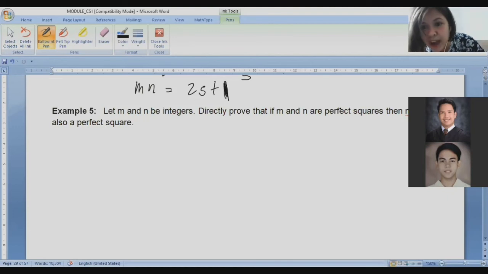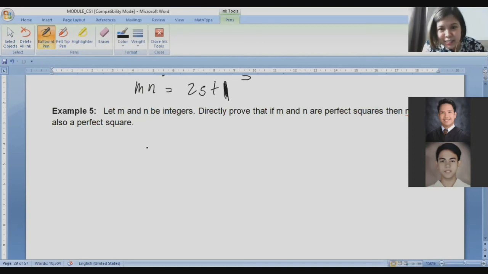Another perfect square, yung 1, 4, 9, 16, 25, 36, 49, 64, 81, 100, 121, 144, 169, 196. Yan ang mga perfect square. O, 625, anong square root nun? 25. 576, anong square root nun? 24. So, yan ang mga perfect square. 1024, anong square root nun? 32. O, like that. Yan, yung sinasabi ko. So, alam niyo na kung ano yung perfect square. So, directly prove that M and N are perfect squares. Okay? Then, MN is also a perfect square.